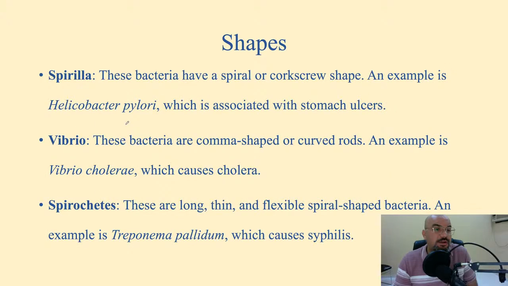We will see also spirilla. These bacteria have a spiral or corkscrew shape. An example is Helicobacter pylori, which is associated with stomach ulcer. Its problem can also be associated with a stoma or peristomal infection. Vibrio bacteria are comma-shaped or curved rods, an example being Vibrio cholerae, while spirochetes are long, thin, flexible, spiral-shaped bacteria, مثال عليها Streptococcus pyogenes, which cause syphilis.